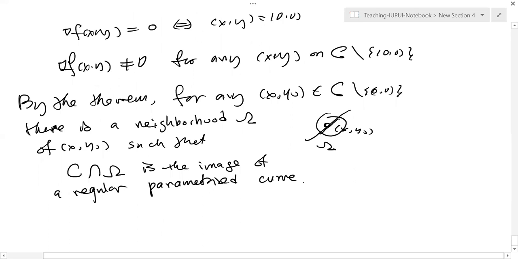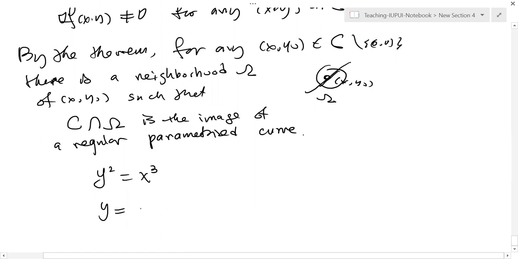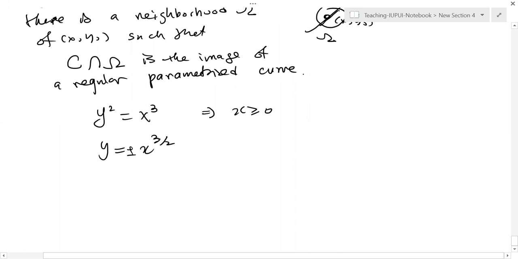And I'm going to solve it. It's easy to solve, right? So, I have two options. Y is going to be x to the 3/2. I think x cannot be negative. Clearly, this implies x cannot be negative. And that's just plus minus. In general, you have two solutions, right? Plus minus. So it depends, right?